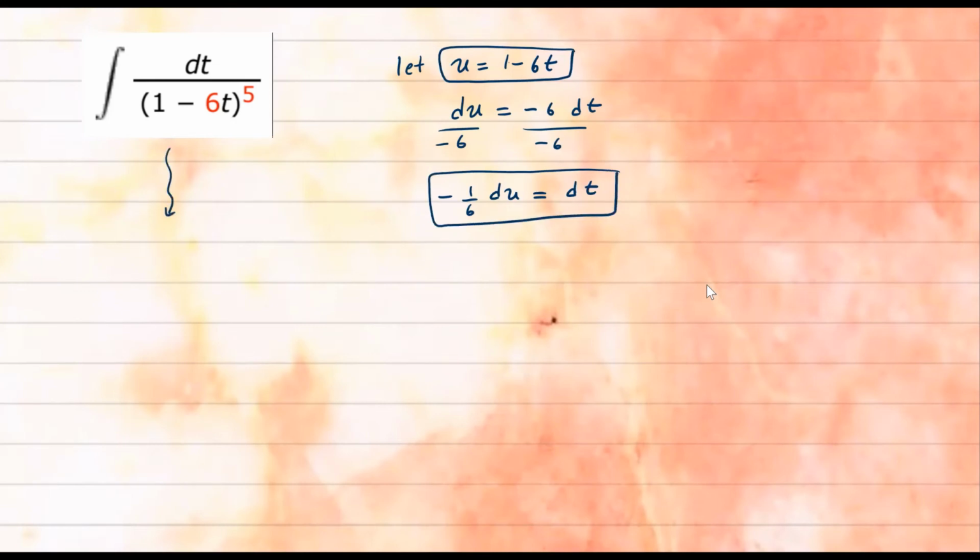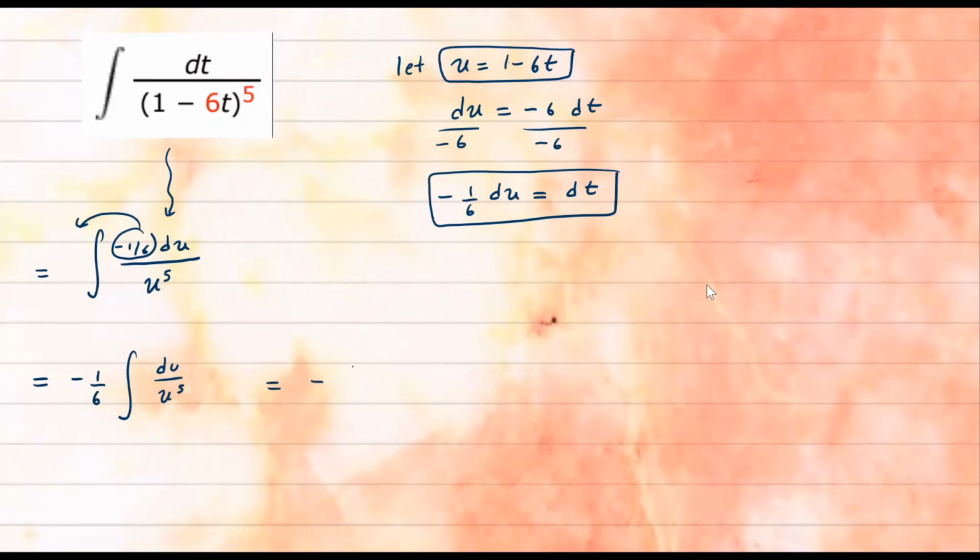So our integral is going to be, so dt is replacing negative 1 over 6 du, and 1 minus 6t is going to be u, so that's u to the 5th power. And now this is a constant, so you can push it outside the integral. We have negative 1/6 outside the integral of du over u to the 5th. Now this doesn't seem like a power rule yet, so I want to bring that on top, which will make it into a negative exponent. So negative 1/6 u to the negative 5th du. So just allowing us to use the power rule in this form.